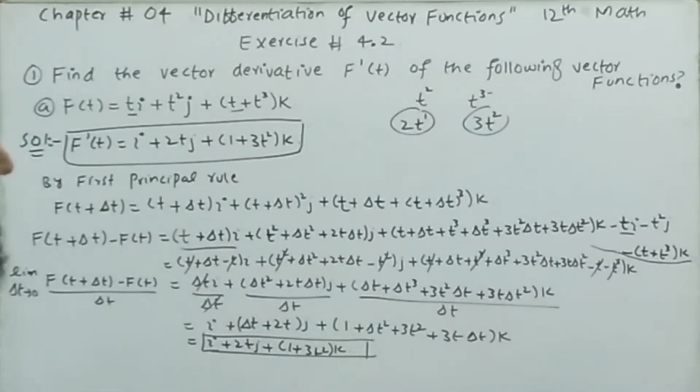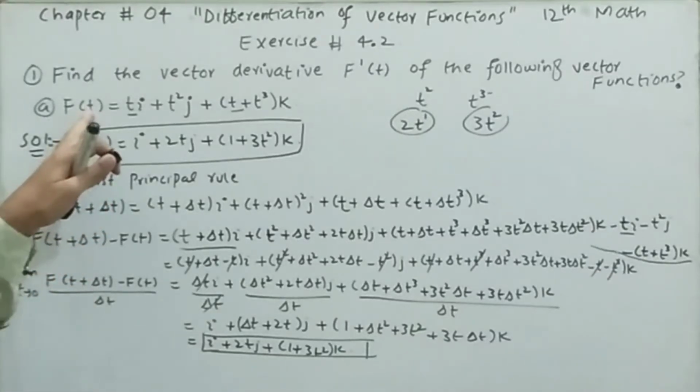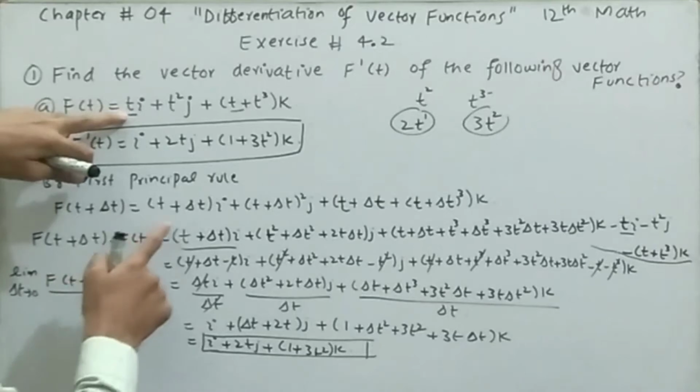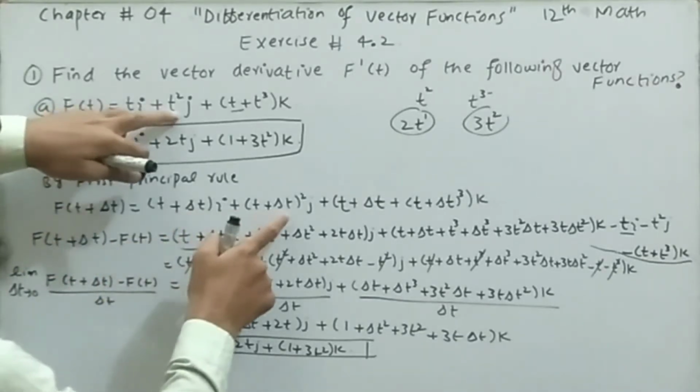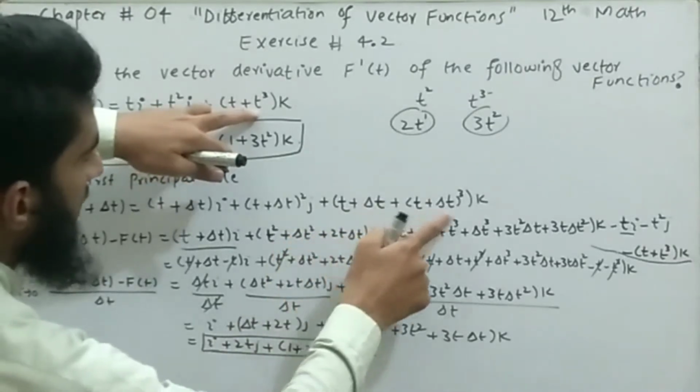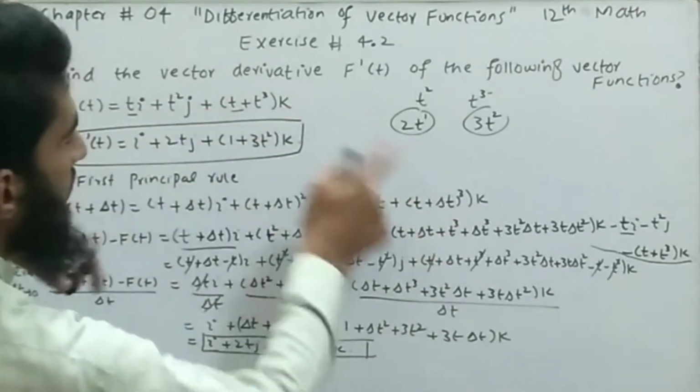Now if they tell us to find the derivative using the first principle rule, or by the definition method, we will use f of t plus del t minus f of t, divided by del t. This formula is called the first principle rule. So first we will replace t in the given function with t plus del t. So replace t with t plus del t, it becomes t plus del t i, it becomes t plus del t whole square j, and t replaced with t plus del t, it becomes t plus del t whole cube into k.